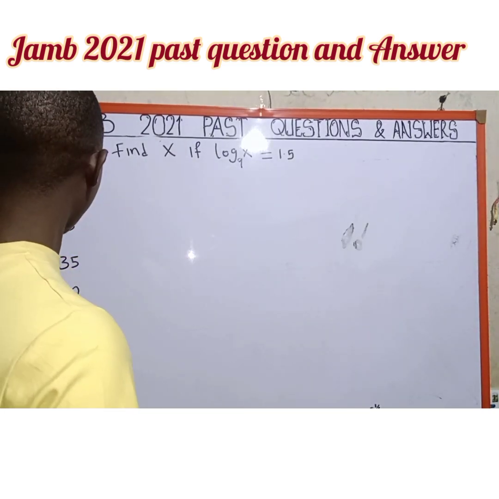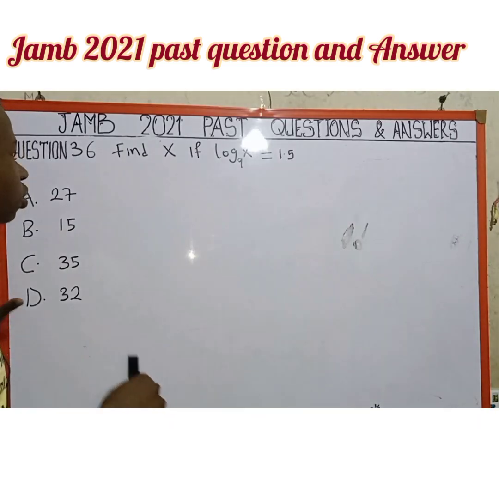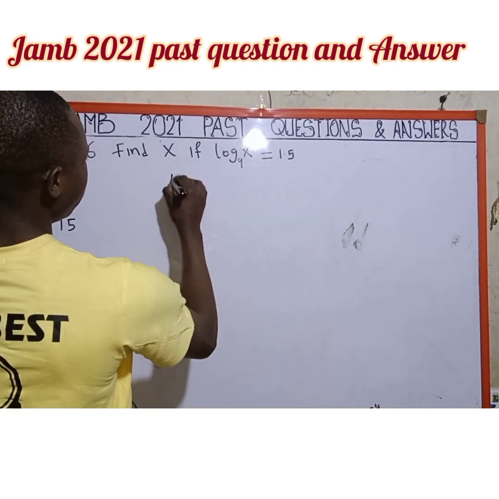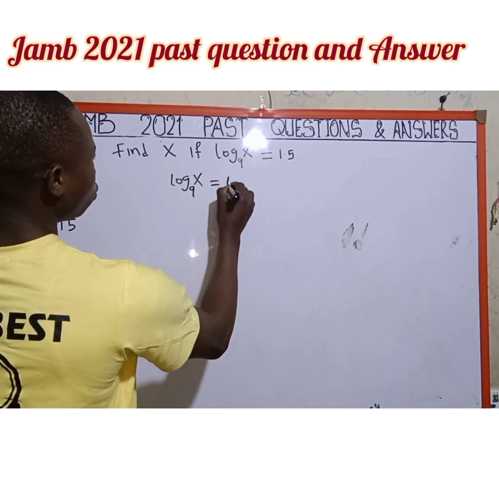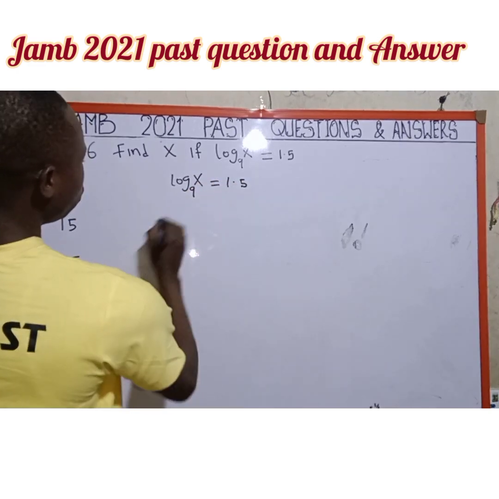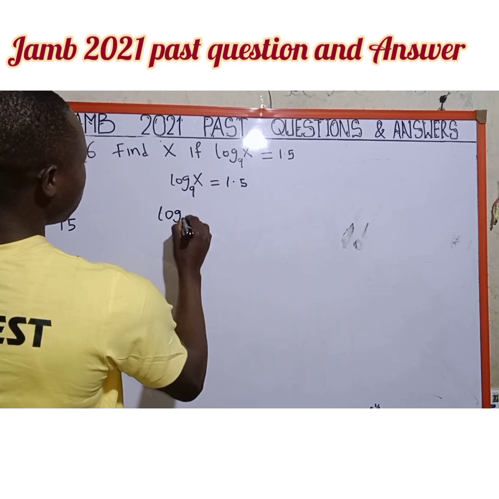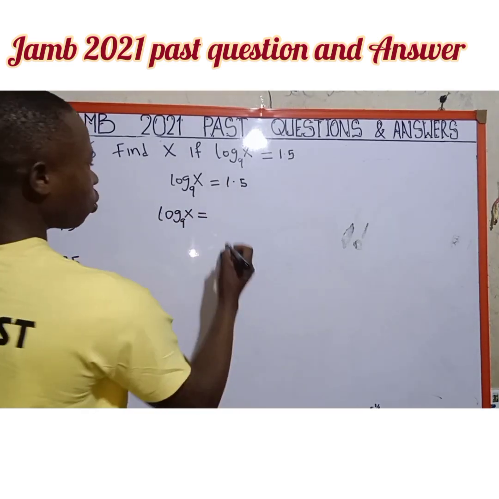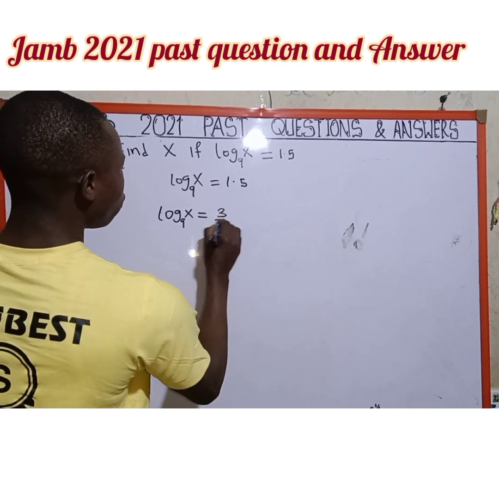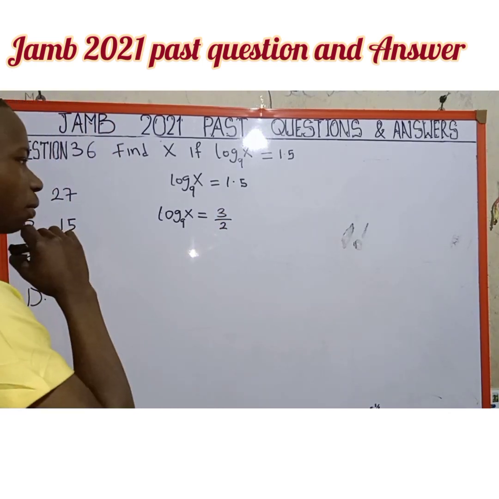And the question reads: find s if log s to the base of 9 is equal to 1.5. So we have available options A to D. So we don't need to waste time here. So we have log s to the base of 9 is equal to 1.5. So what you do here, 1.5 can also be written as 3 over 2. It will give me 1.5.